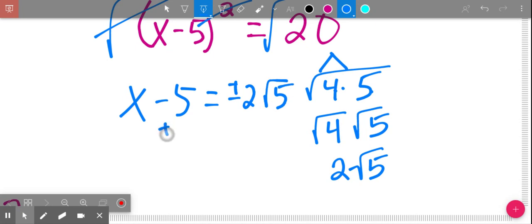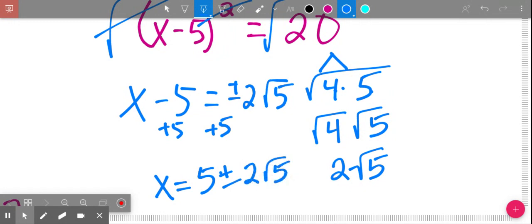From here, we need to add the 5 over. And we'll have x is equal to 5 plus or minus 2 square roots of 5. And that whole chunk goes into our solution sets.